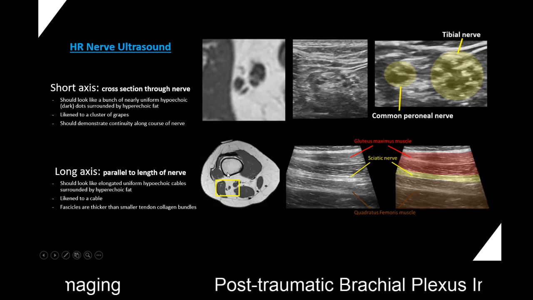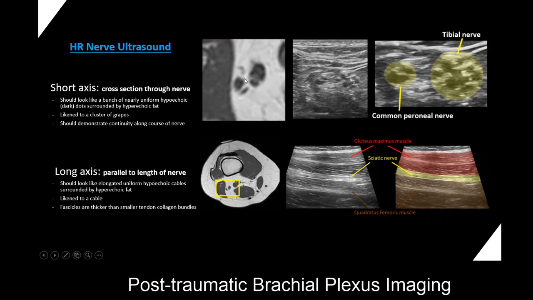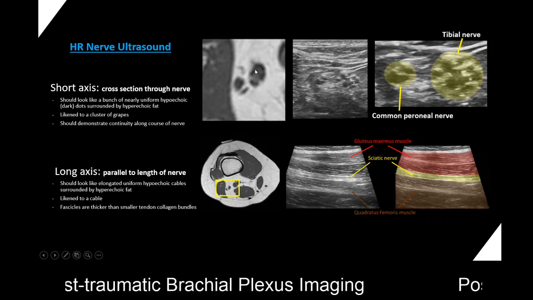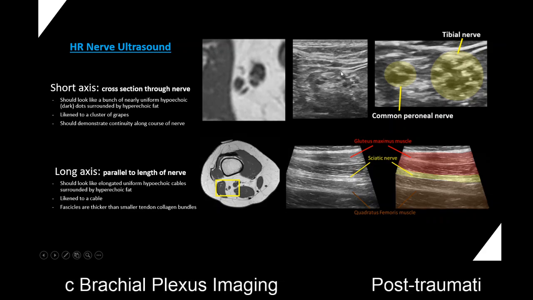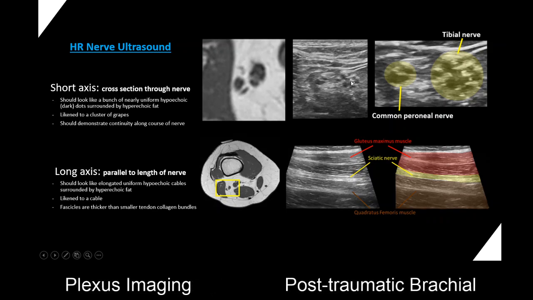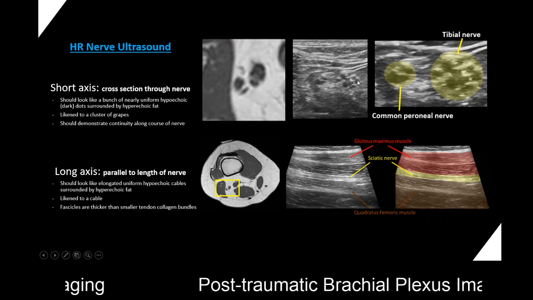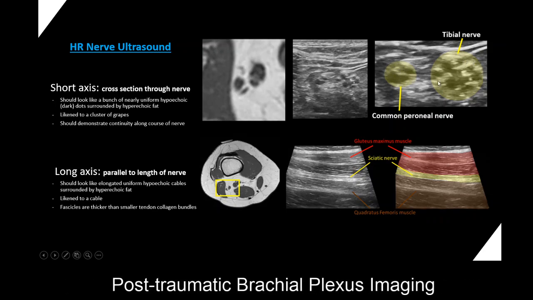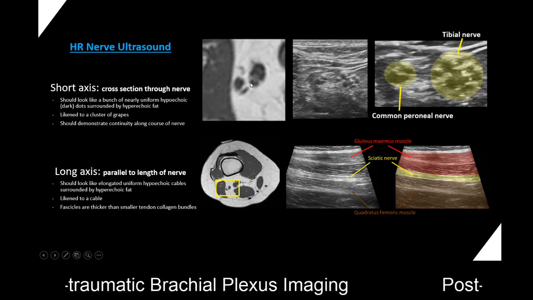So when we talk about short axis and long axis, these are terminology concepts that you have to get down when you're dealing with ultrasound of the nerves. Short axis, it's the cross section, and the nerves will look like a cluster of grapes. So these hypoechoic rounded fascicles of nerves surrounded by hyperechoic or echogenic connective tissue, and I've highlighted them in yellow here. This is the common peroneal nerve and the tibial nerve after the sciatic nerve bifurcates, and we're seeing the same thing on the MRI here.